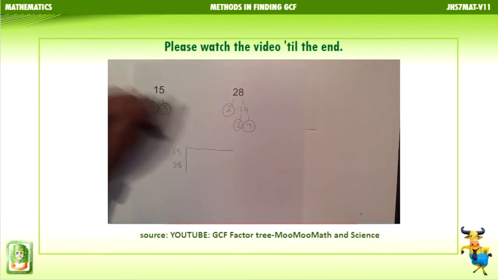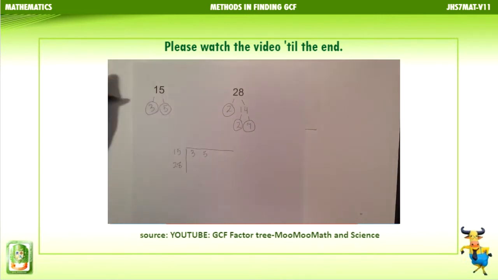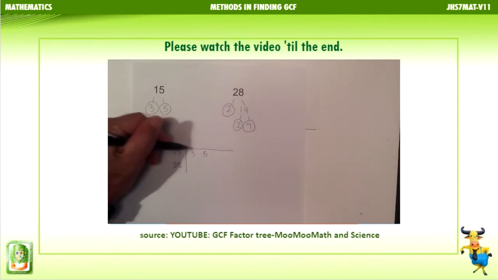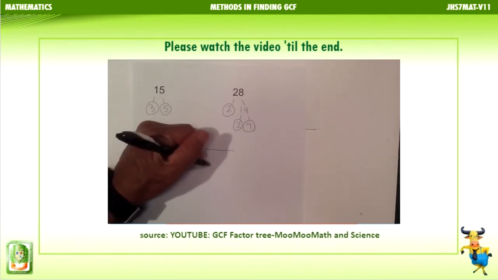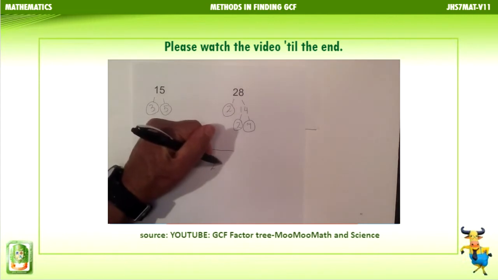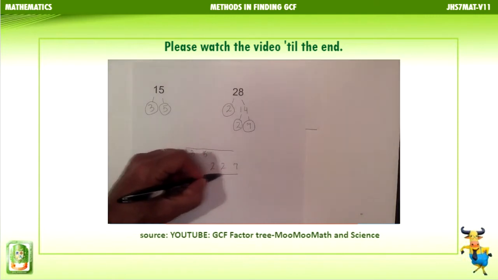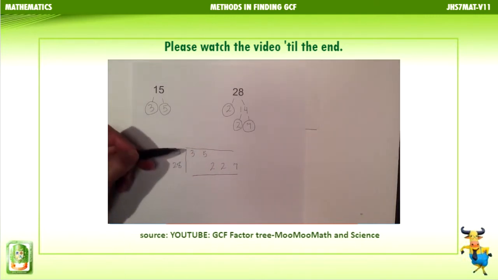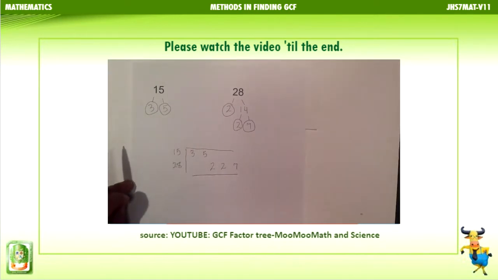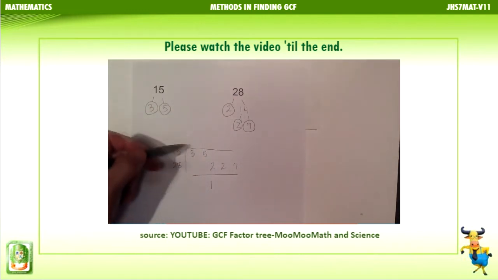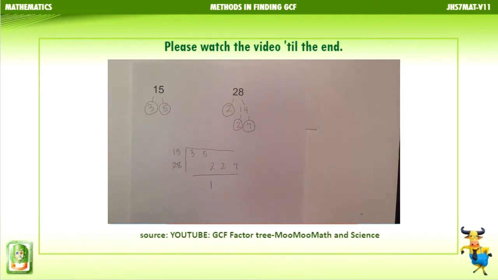Okay, and so we have 3 and 5. Now we have 2, since I do not have a 2 or a 5, there's not a 2 or a 2 here, so I'm going to skip over to here, and the same with the next 2, and then the 7. Now in this instance, I do not have a vertical pair, so I cannot bring anything down. So in this case, the GCF of 15 and 28 will be 1, because there's not a vertical pair.